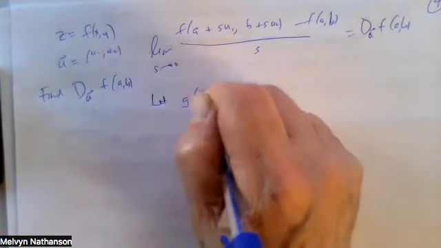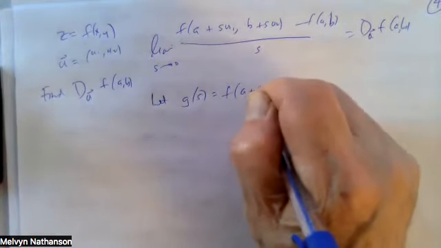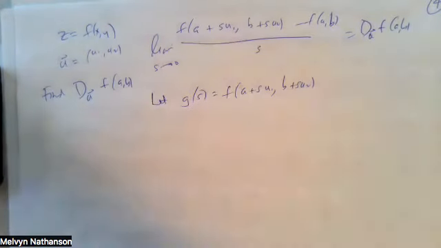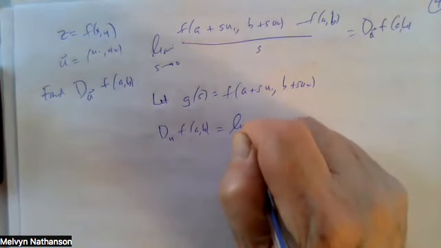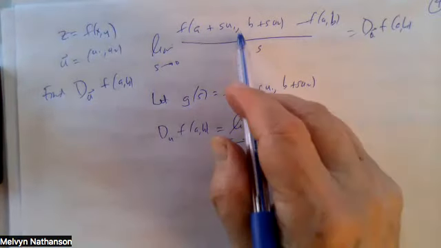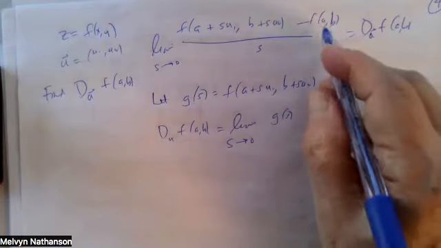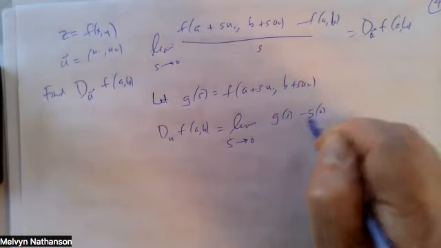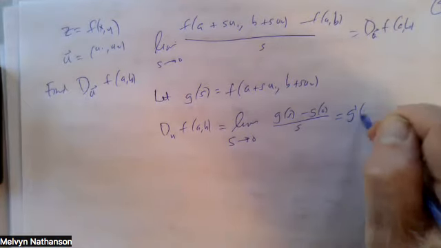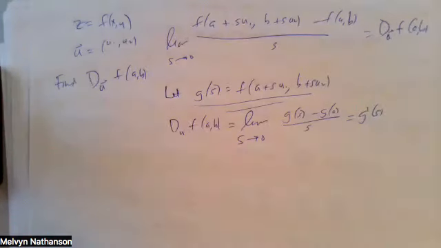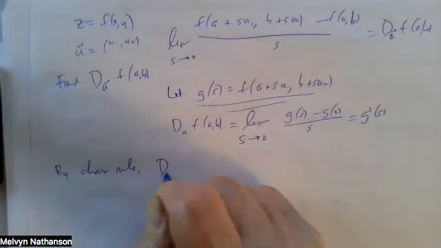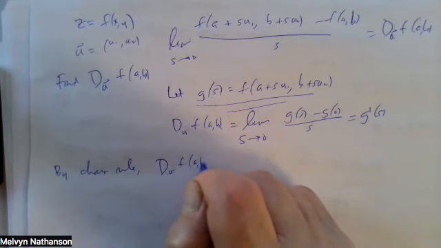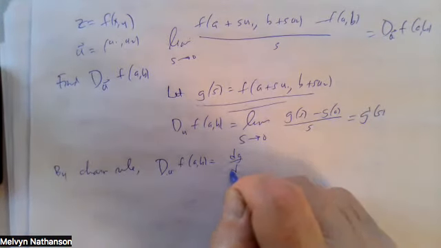Suppose we let g of s be this function, f of a plus su1, b plus su2. So the directional derivative of u at f in the direction of AB is the limit as s goes to 0 of g of s, this is when s is 0, minus g of 0 over s. This is just the derivative of g with respect to s. Right? So by the chain rule, the derivative of f in the direction u at the point a, b is dg ds.